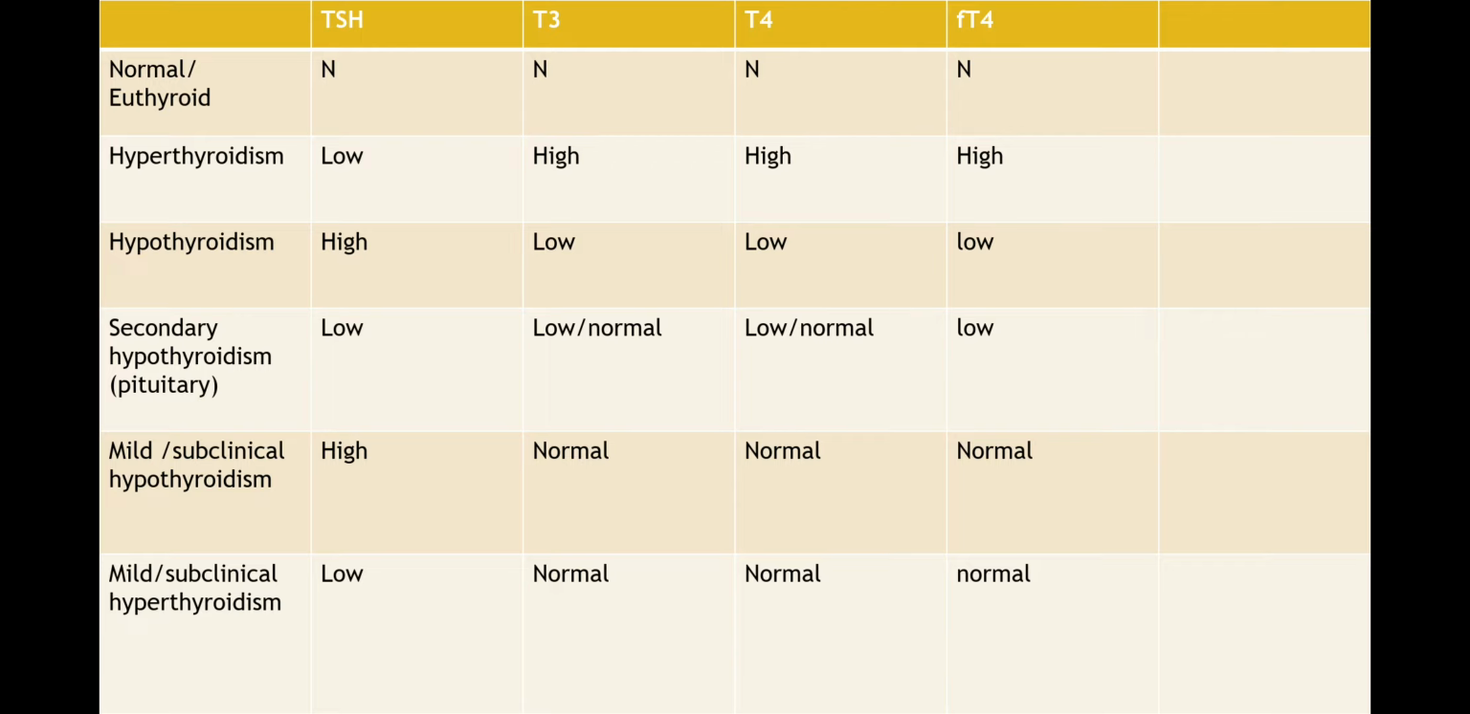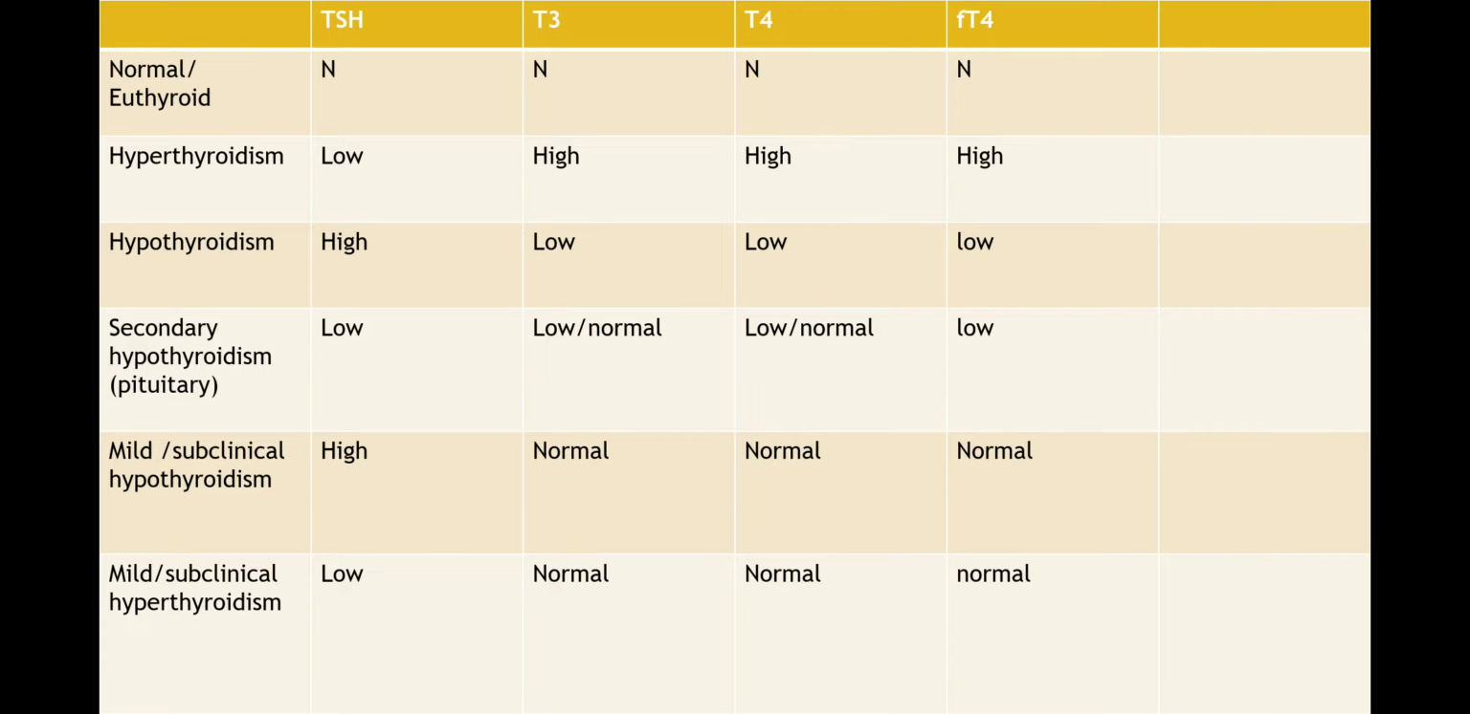Here we have made a simple algorithm of how the thyroid function test reveals the state of the thyroid. The TSH, T3, T4 levels are normal in euthyroid state. The TSH is low while T3, T4 are high in hyperthyroidism. TSH is high and T3, T4 are low in hypothyroidism.